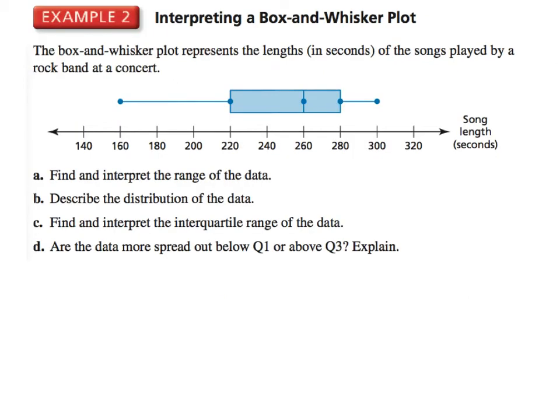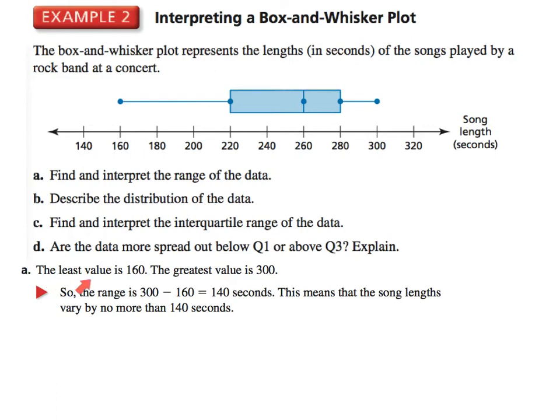All right, the box and whisker plot below represents the lengths in seconds of the songs played by a rock band at a concert. So obviously you can see 160 seconds is the shortest song, 300 is the longest song. And then here's all of our information. A, find and interpret the range. Well, the range would be 300 minus 160. So the least value is 160, the greatest value is 300. We subtract them, we get 140 seconds. What does that mean? It means that the song lengths vary by no more than 140 seconds.